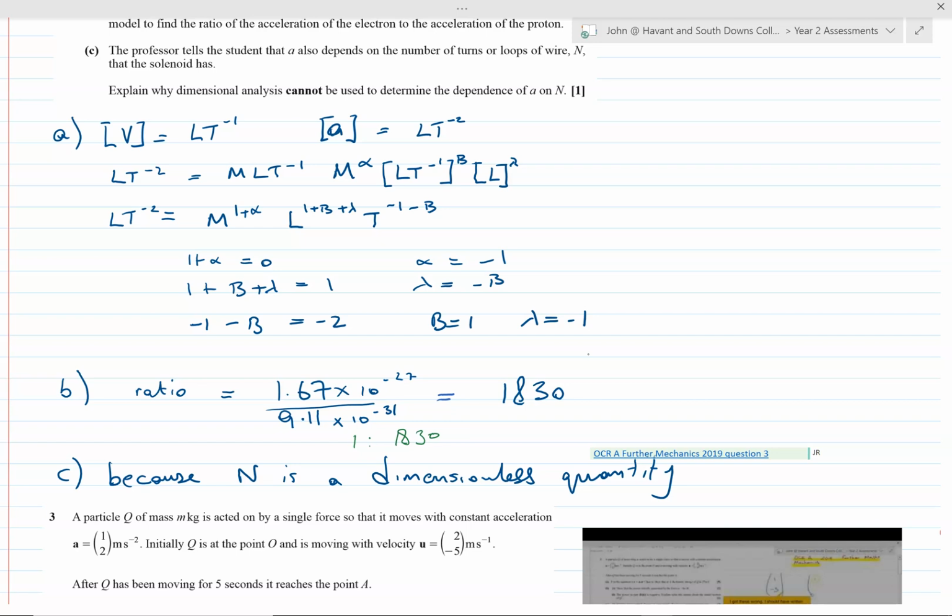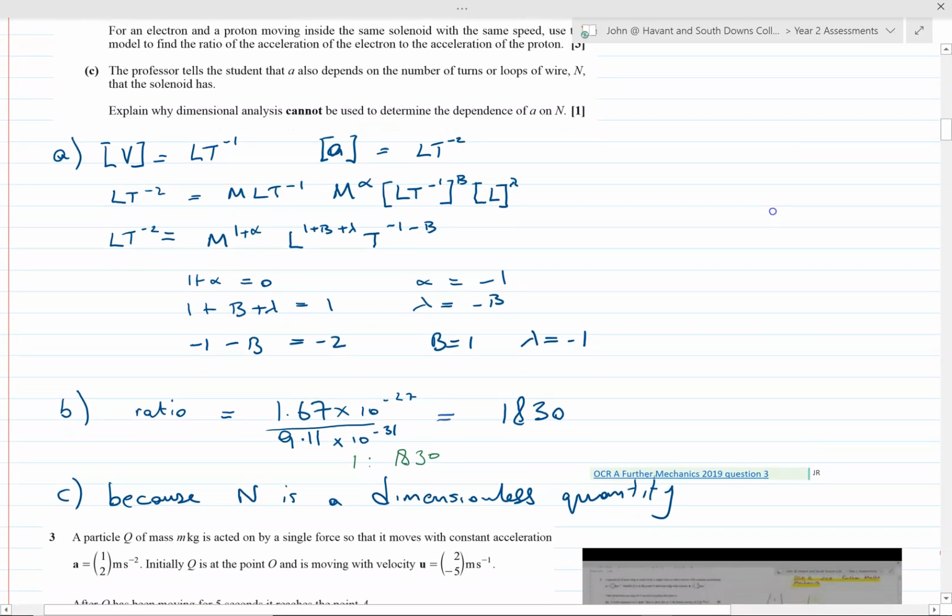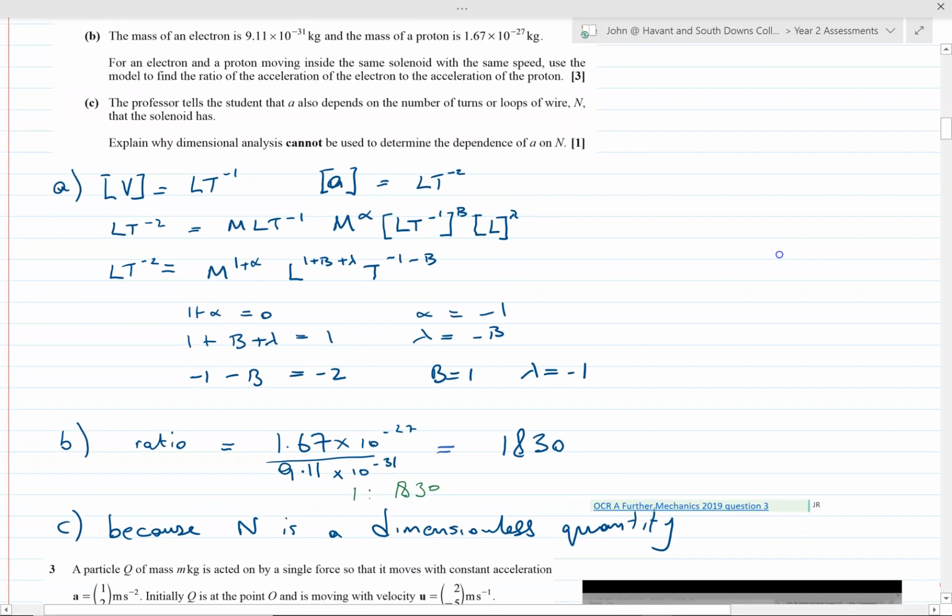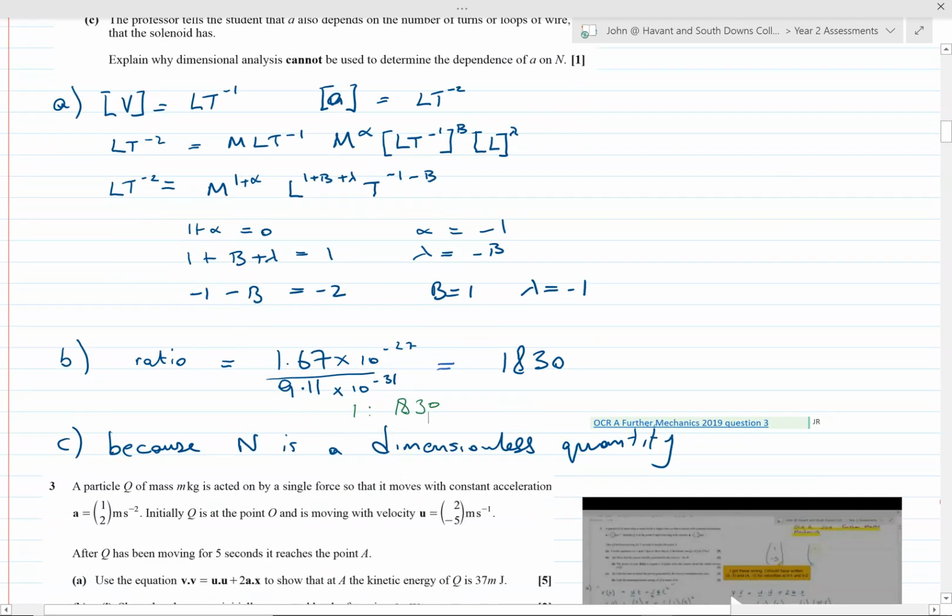Dimensional analysis cannot be used to determine the dependence of little a on n, because n is a dimensionless quantity.